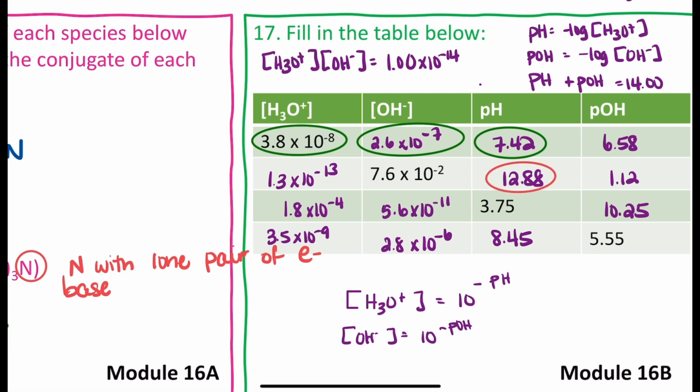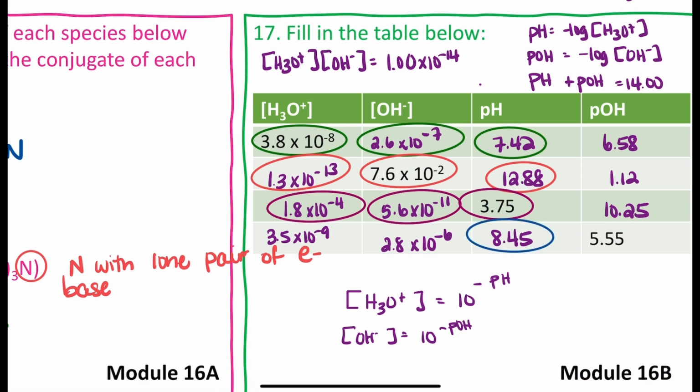This is a very basic pH, so I expect a lot more hydroxide than hydronium. I see a lot more hydroxide than hydronium. This is a pretty acidic pH. I expect a lot more hydronium than hydroxide. I expect a small hydroxide concentration and a large hydronium concentration. Again, what I see. This is more basic, not super, super basic, but definitely basic. More hydroxide than hydronium. So they are all interconnected, interrelated to one another.